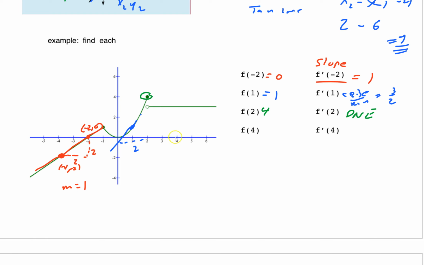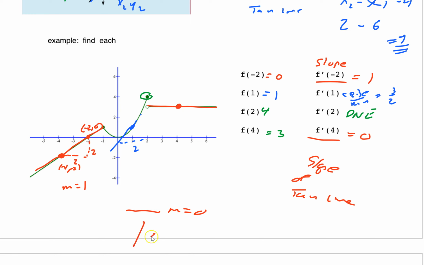F of 4. F of 4 is right there. Right, so the y value is this 3. And the next one, f prime of 4, right? So what's the slope of the tan line at 4? So when you see prime, remember it's slope of tan line. So we go to 4. Now, remember, if you draw a tan line with a straight line, it's the line itself. And what's the slope of a horizontal line? 0. Remember, if it's a line like that, slope is 0. If a line's like this, slope is no solution, no slope.